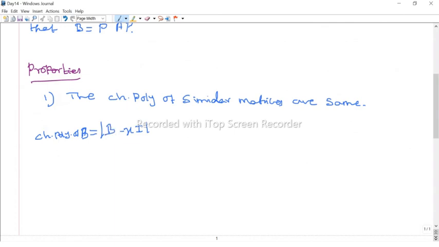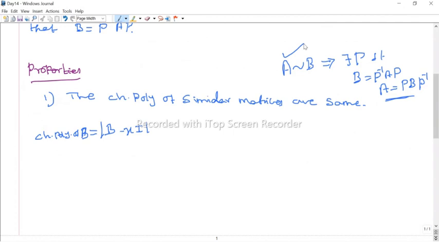Now suppose A and B are similar. We use the notation A is similar to B. This implies there exists a matrix P such that B equal to P inverse AP. Similarly, we can write A equal to P B P inverse, we multiply P first and then P inverse, we get the same thing. Now we have to show that the characteristic polynomial of A and of B are the same.